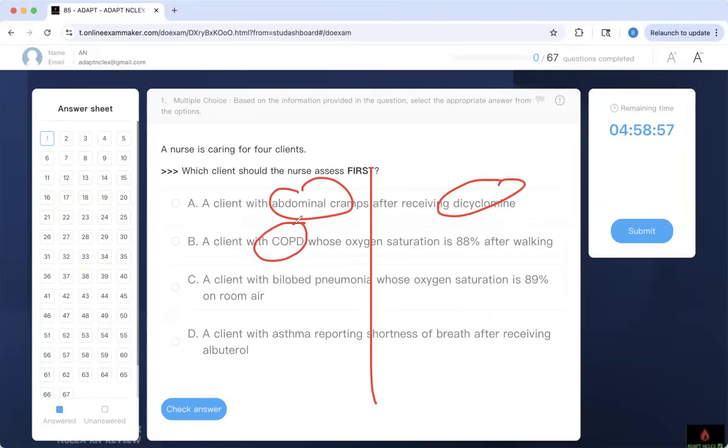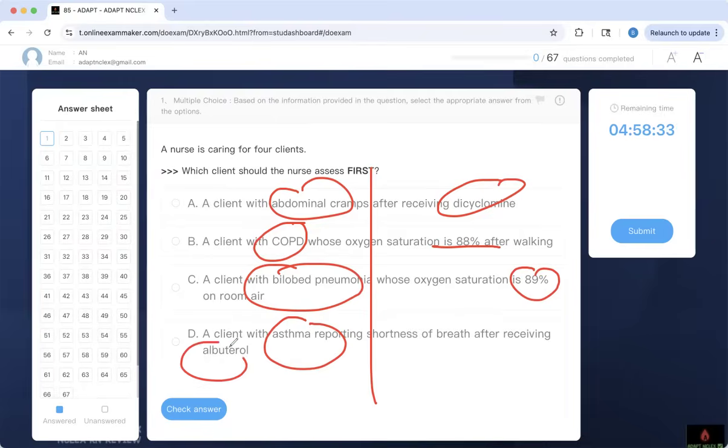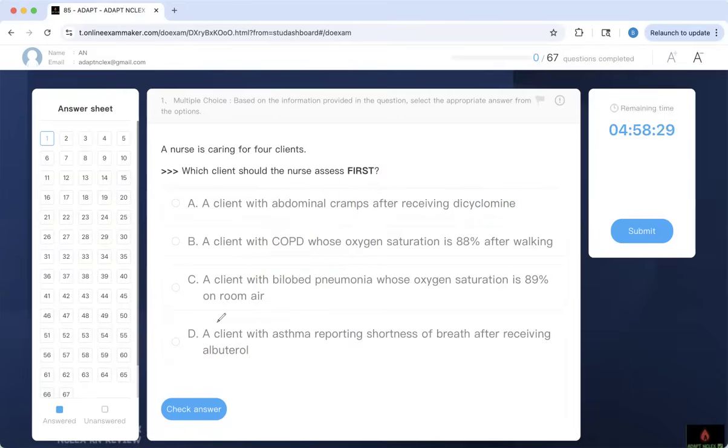The COPD patient, his saturation is what? 88 after walking. Bilobar pneumonia, I don't care. It's just pneumonia whose oxygen saturation is 89 on room air. Do you think you should worry about it? Asthma patient reporting shortness of breath after receiving albuterol. Then you ask yourself, what can I do? Prioritization. B sharp, not expected.